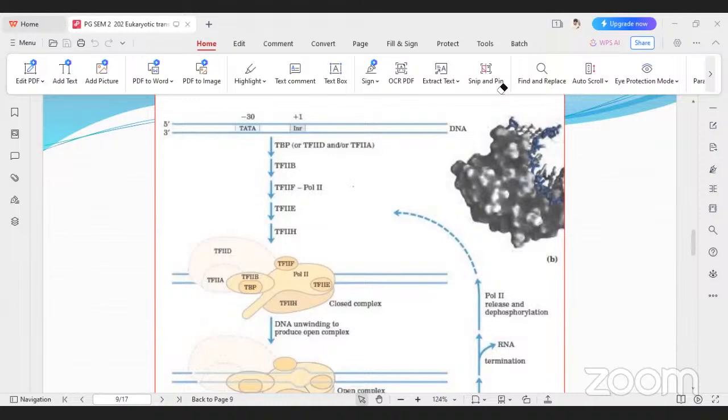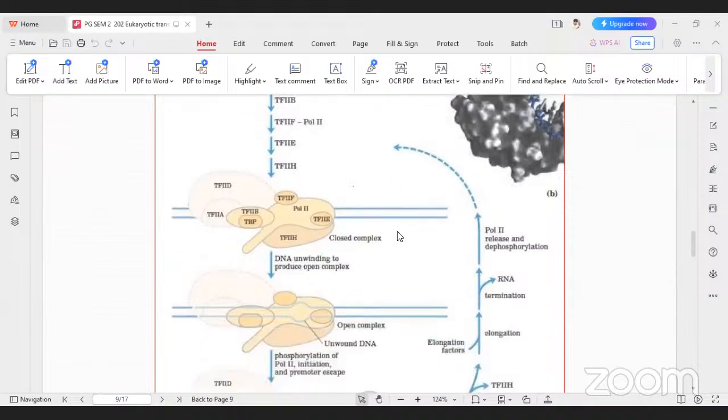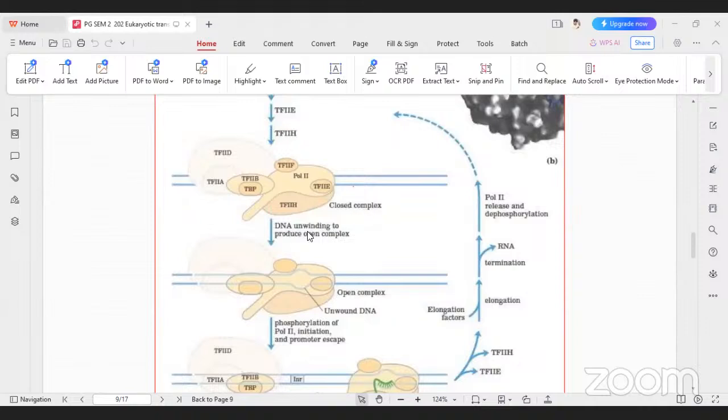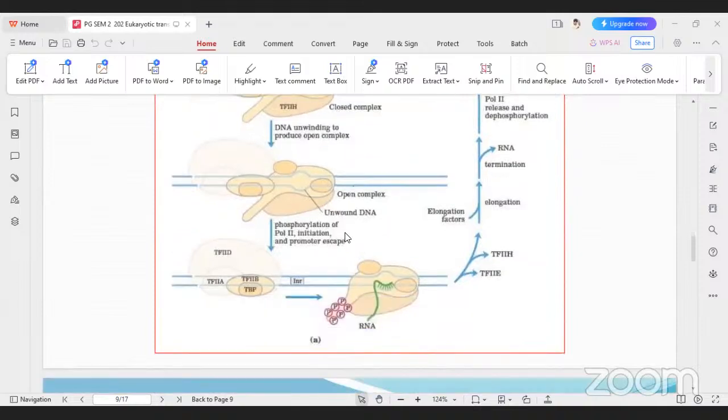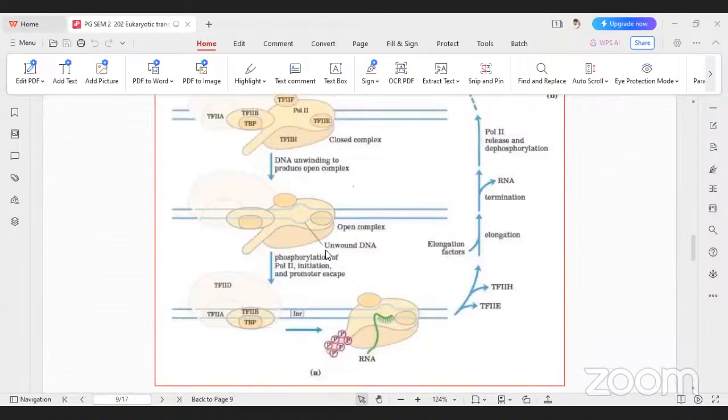Next, elongation. After attachment of transcription factors E and H, the initiation process started. Later, elongation. Now initiation is completed. Now this is the closed complex. Later DNA unwinding produces the open complex. Here also some elongation factors are involved in mRNA strand elongation. Before elongation, DNA helices unwind. That means how the DNA is spirally arranged, right?